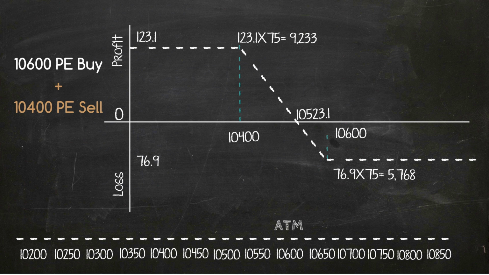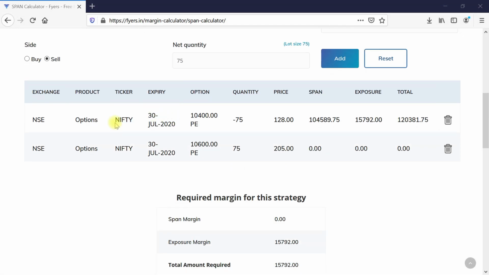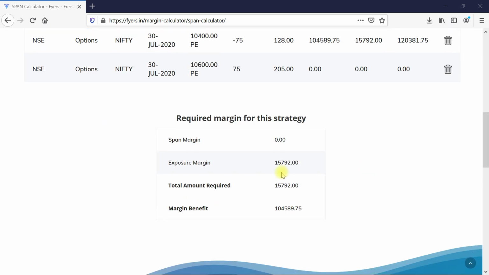Okay, let us see what will be the margin required for this trade. Let us see it in Fire's margin calculator. See here, the margin required for shorting the Nifty 10,400 put option is 1,20,000 approx. But since we have an option buy which is to be protected, our margin requirement is just 15,792 for both these trades. I think you may be aware that SEBI has given this margin benefit for protection trades recently.